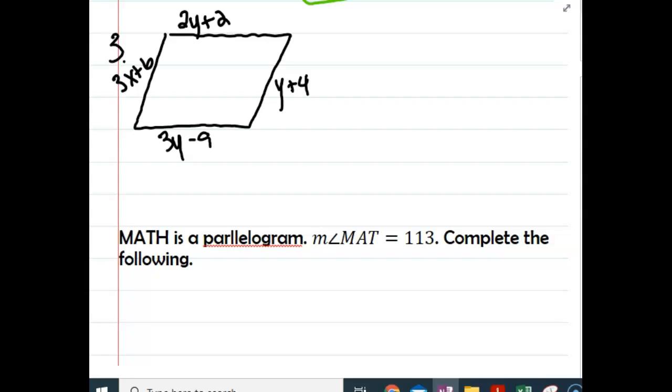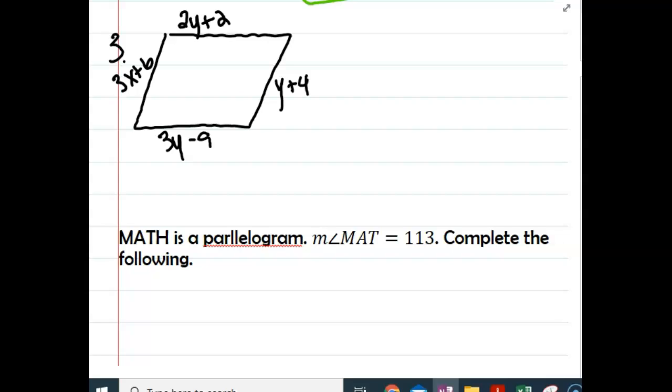Now for this one, if this was a parallelogram, what do I know about the sides of a parallelogram? They're congruent. Opposite sides are congruent, right? So the top and the bottom are congruent, the left and the right are congruent. Now here's the thing. If I set the left and the right congruent, I would have 3x plus 6 equals y plus 4. One has an x, one has a y. Maybe think in a system of equations.